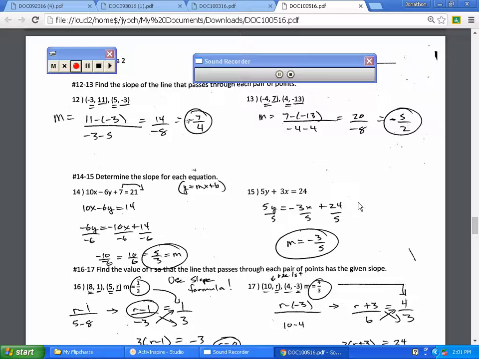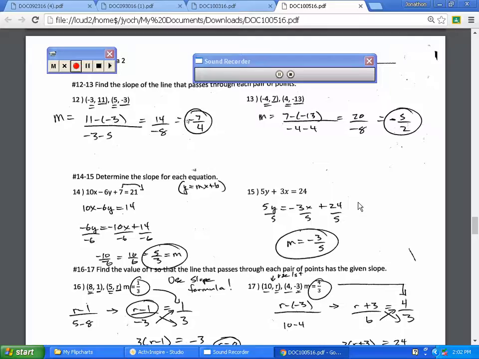The next page, start with 2 easy 3-point questions. You've been doing slope now for 3 years. Difference of y over difference of x. 11 minus -3 over -3 minus 8 is 14 over -8, which is -7 over 4. Next one, 7 minus -13 over -4 minus 4 is 20 over -8, which is -5 over 2.